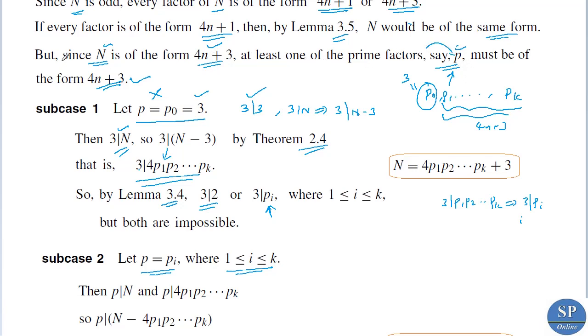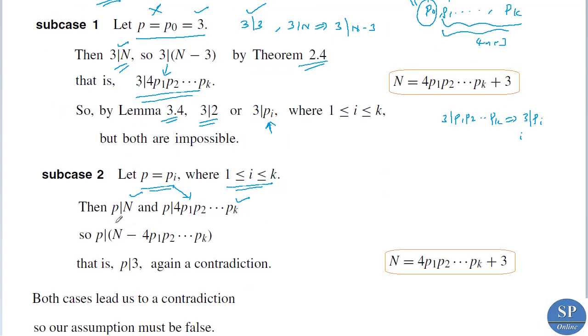So p is a prime factor of n. So we have p divides n and p divides 4 into p1 into p2 into etc pk, because we have p equal to pi for some i from 1 to k. Therefore, p divides 4 into p1 into p2 into etc pk. So from theorem 2.4 we have p divides n and p divides this, so p divides n minus this. So this is nothing but 3 because we have n equal to this. So p divides 3, which is again a contradiction because p is actually one of these p1, p2, etc pk.